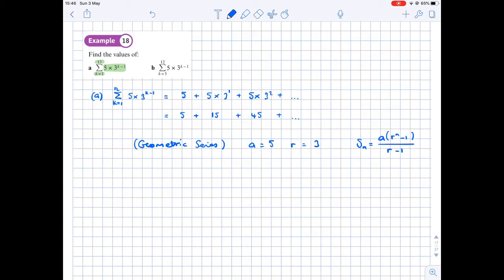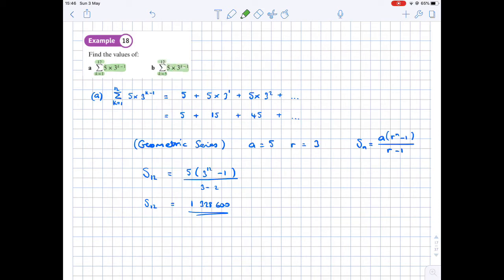So filling those values in, the sum of the first 12 terms is equal to 5 times (3 to the power of 12 minus 1) divided by (3 minus 1). So that gives the sum of the first 12 terms being 1,328,600.